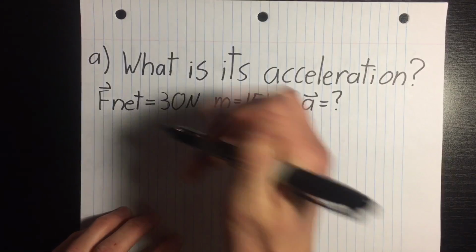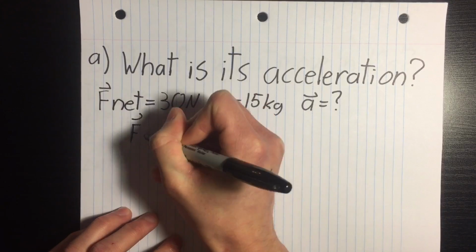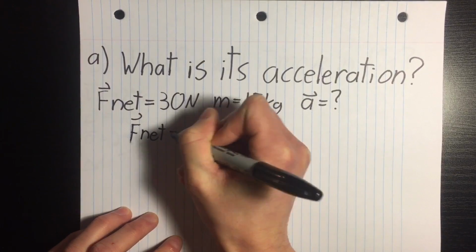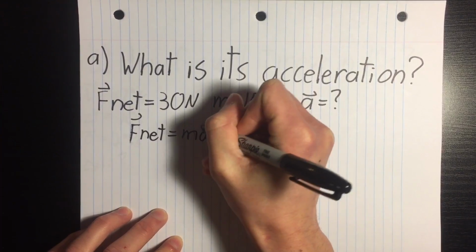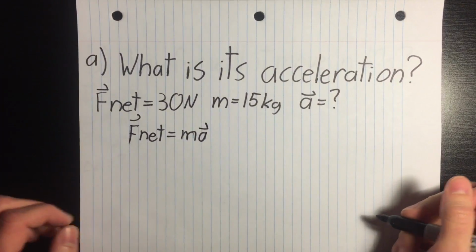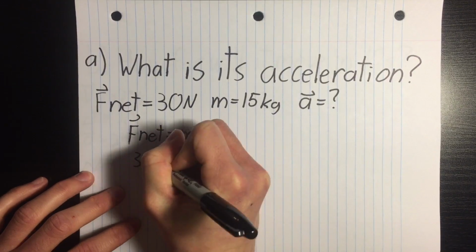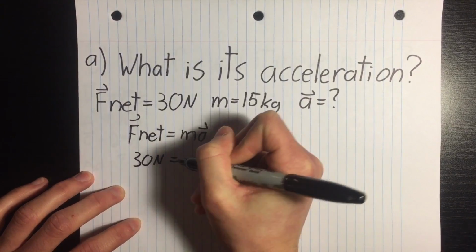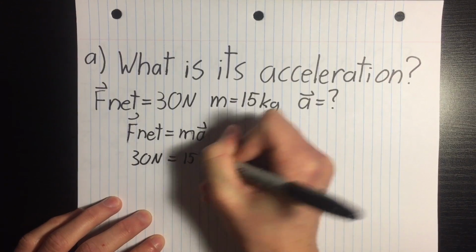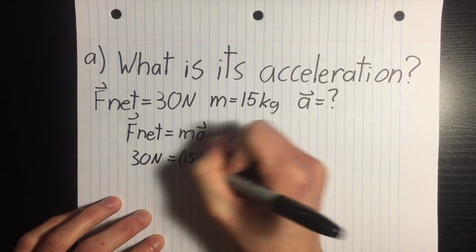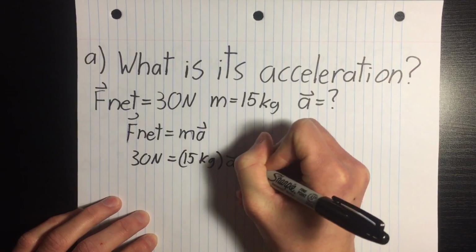So we're going to use the formula F net equals ma, the one that we just went over. If we plug in the numbers, our F net is 30 newtons, so 30 newtons equals, and we know our mass, which is 15 kilograms, so 15 kilograms, but we do not know our acceleration yet, so we'll keep that in there.